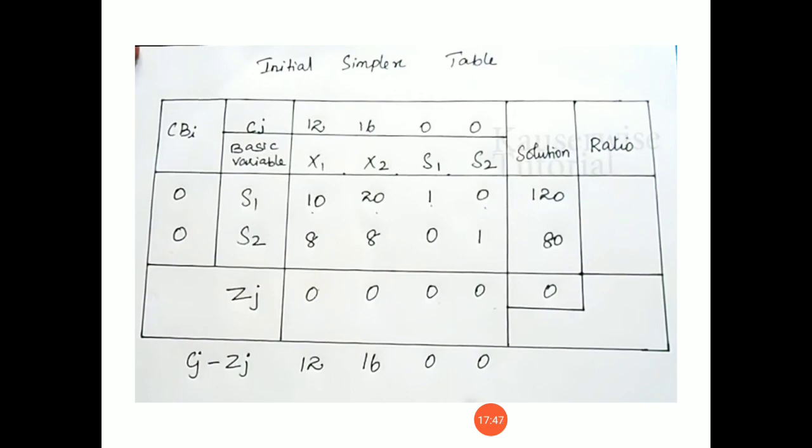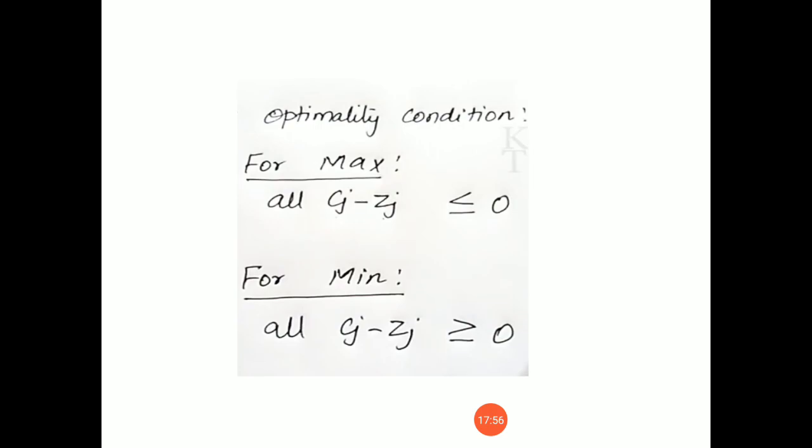Next step, I need to find whether the solution has reached the optimum value or not. So for the optimality condition, if the question is of maximization type, meaning maximize the objective function, then I need to verify whether all the elements of Cj minus Zj are less than or equal to 0 or not.